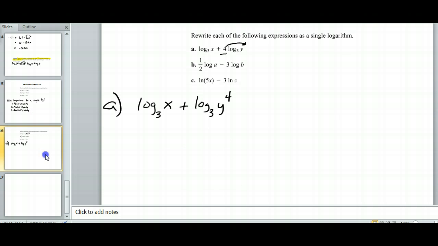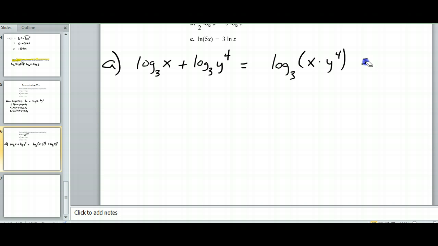Now we go to the product property. The product property applies if you have an addition sign. So what that says is if I have addition of two logs, I can combine into a single log the two things multiplied together. So x times y to the 4th. Alright, now the second one, B.